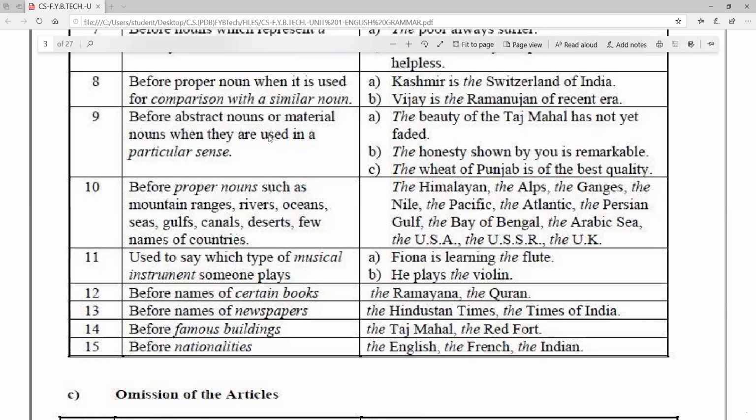Then look at the ninth one, before abstract nouns or material nouns when they are used in a particular sense. बघा, abstract nouns च्या पुढं किंवा material nouns च्या पुढं आपण काय करतो, the हे आर्टिकल वापरतो. So what's the meaning of abstract noun, or what's the meaning of abstract? Anybody knows? I will tell. Abstract means what? The things that we cannot watch, or that we cannot see with our naked eyes.